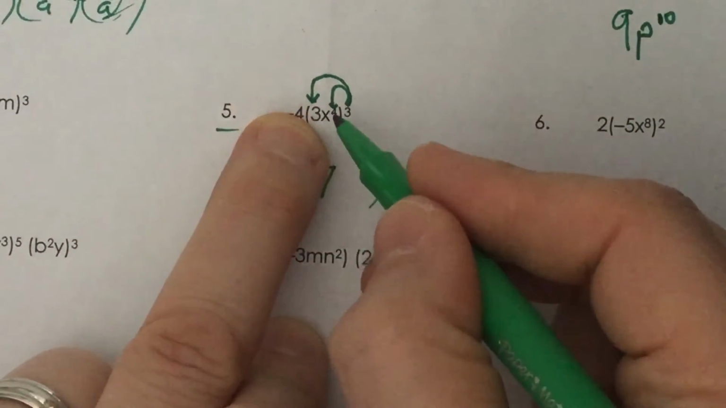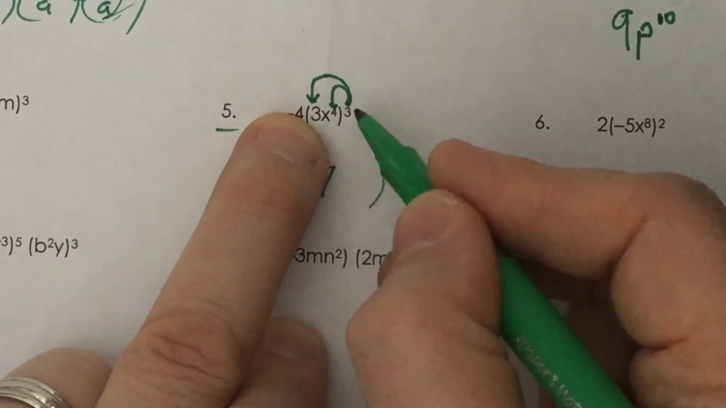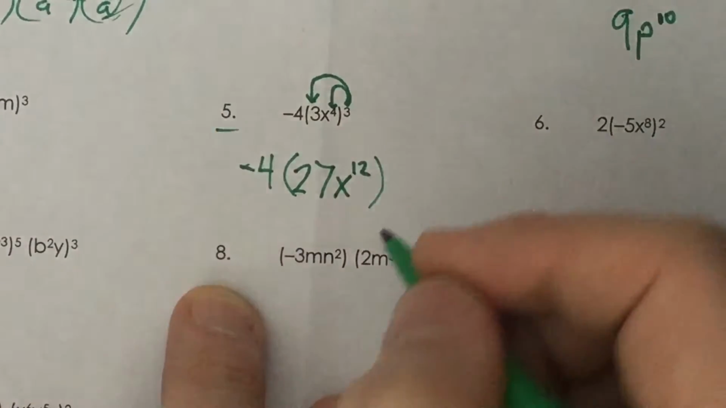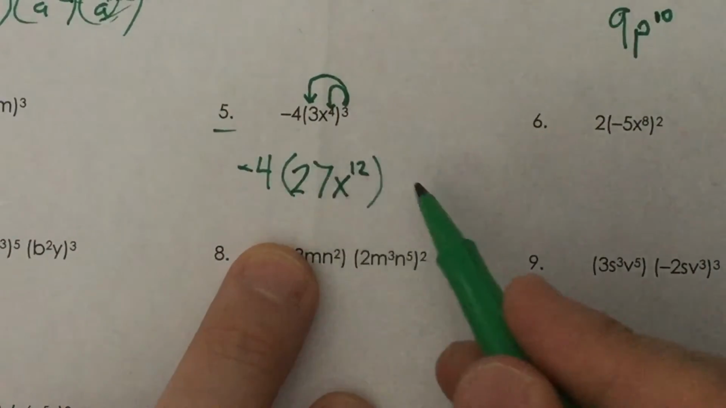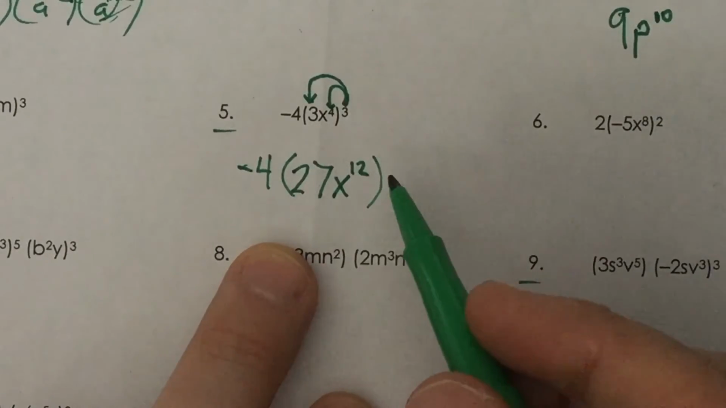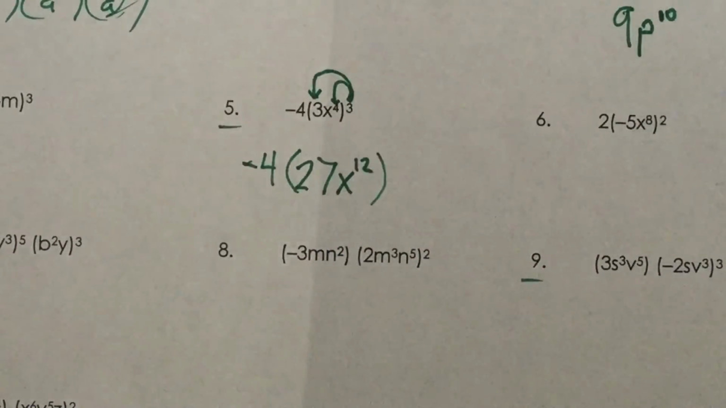Now this is the rule that we just learned earlier. We're just multiplying those. 4 times 3 is 12. So you get x to the 12th. But we're not done. Now that we've taken care of this and there's no longer an exponent on the outside, now we go back to our first rules that we learned earlier in the week.